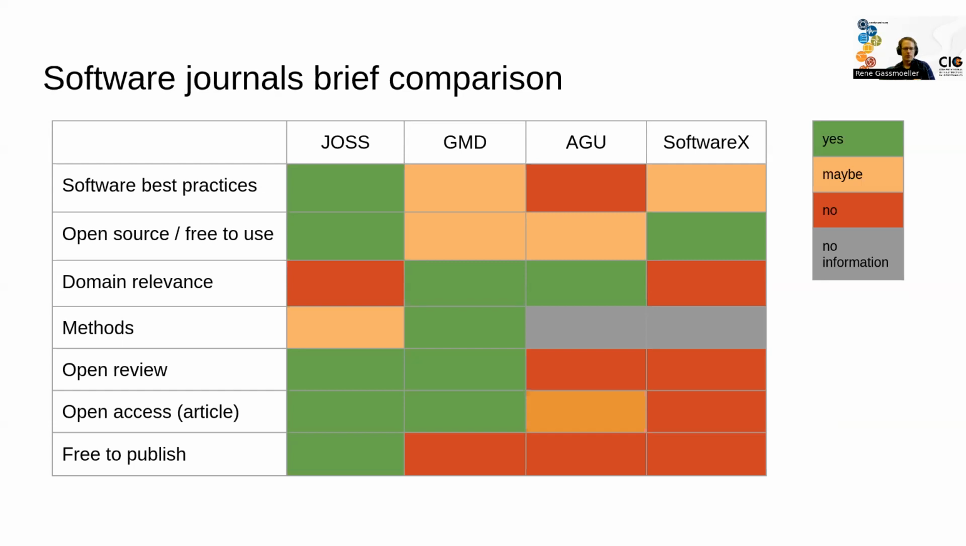The detail by which you have to describe the methods are slightly unclear in JOSS, although the paper has to be short, so you cannot go into too much detail. GMD expects a detailed methods description. AGU journals and SoftwareX provide no information here.